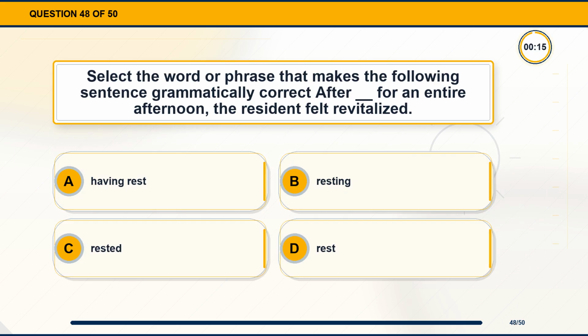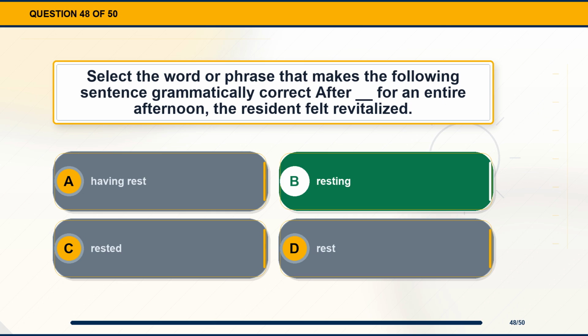Question 48. Select the word or phrase that makes the following sentence grammatically correct. After blank for an entire afternoon, the resident felt revitalized. Option A, having rest. Option B, resting. Option C, rested. Option D, rest.